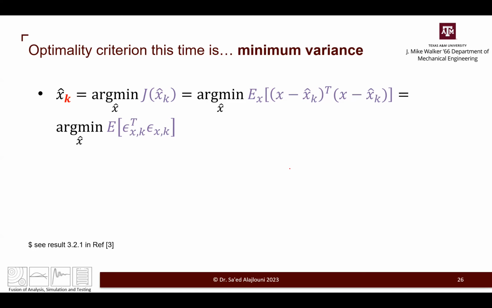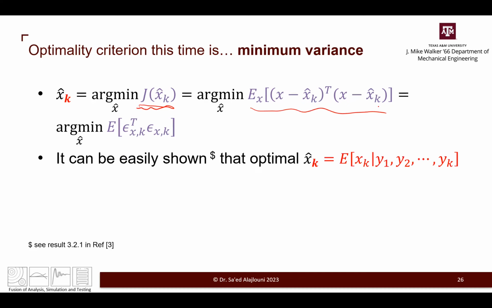Okay, so remember our optimality criterion. We want to minimize this objective function, which is the norm of the estimation error. It can be easily shown, and I'm giving you reference 3 if you want to see the details, that the best estimate is the expected value of x of k given all measurements up till the kth measurement. We're not going to go through the derivation, but if you're interested, you can go to reference 3.